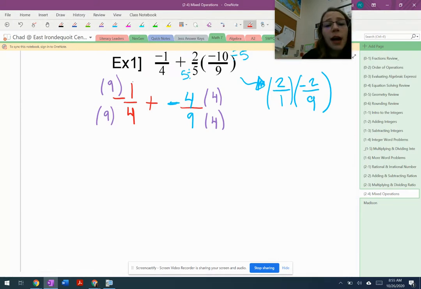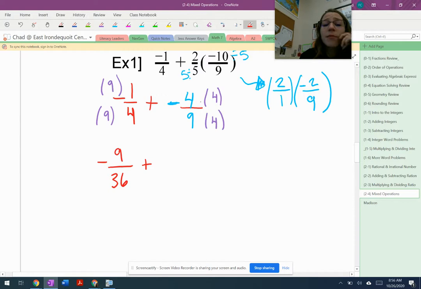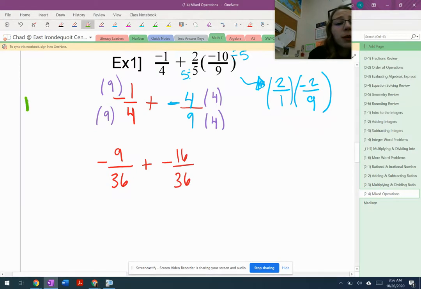Now, this fraction is negative, so it's going to stay negative. 9 times 1 is 9. 9 times 4 is 36. Keep my plus sign. And again, same thing. This fraction over here was negative to start with, so it's not going to stop being negative just because I changed the denominators. 4 times 4 is 16, and 9 times 4 is 36. So this is where we were looking at fraction rules. That's way too big. I don't like that. No me gusta. Let's go black.